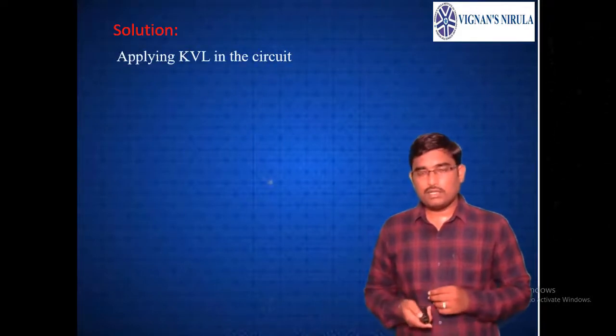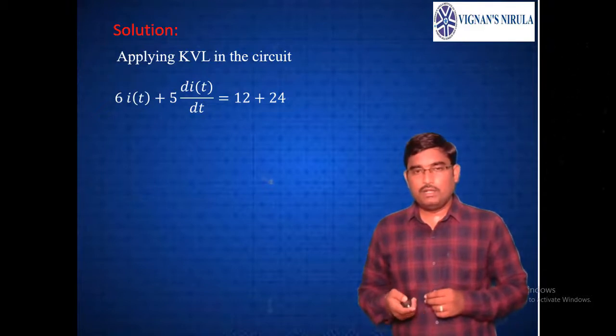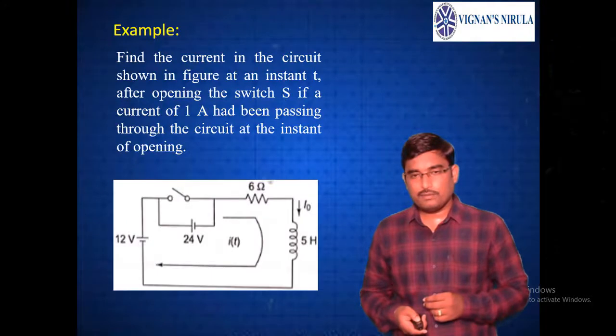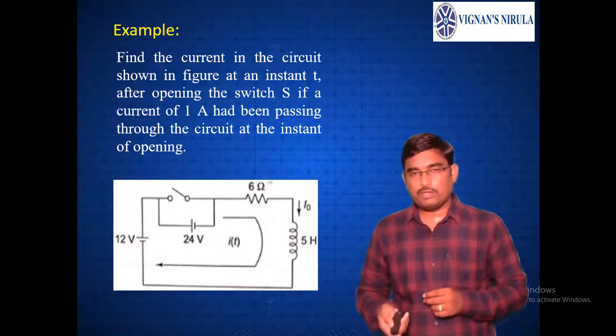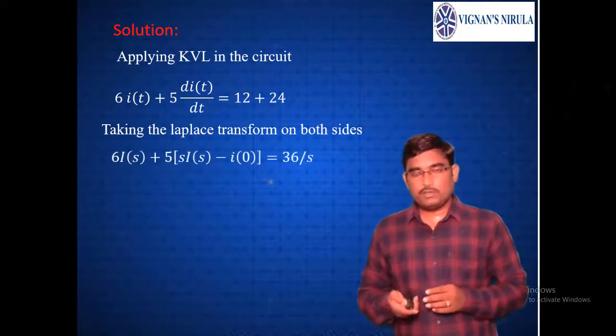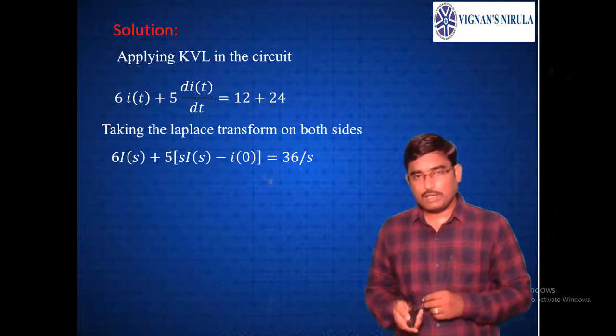Now the solution is, let us apply KVL. After opening the switch, it becomes 6 into I of t plus 5 into di of t by dt equals 12 plus 24. Applying KVL, the switch is open. Now taking the Laplace transform on both sides, which gives 6 into I of s plus 5 into s into I of s minus I of 0 equals 36 by s.